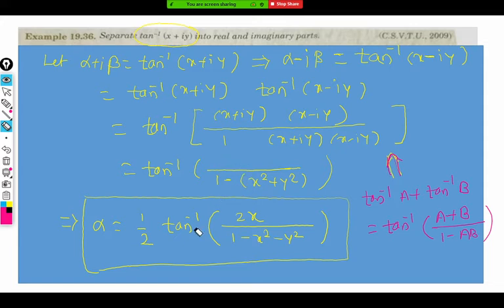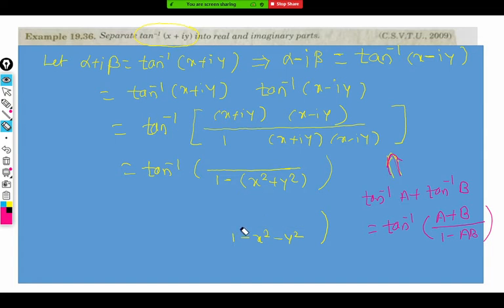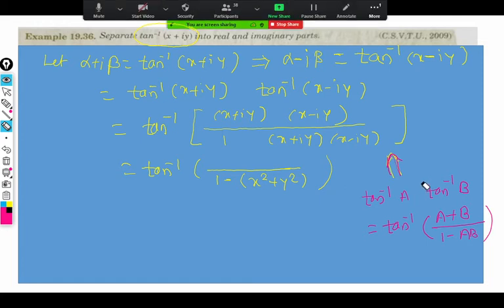Sir, I would like to tell one thing, sir. If it is tan inverse A minus tan inverse B, then it will be equal to tan inverse of A minus B upon 1 plus AB. Is it correct? Correct. Okay, sir. Thank you.